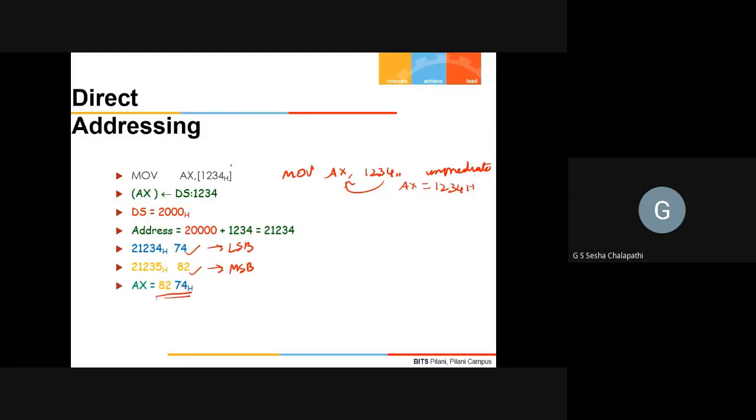So whenever you specify a particular address, in a normal scenario, this will combine with the DS only. We will see at a later point of time how, if I want to change it to the extra segment, how will you do that? You will have to put a segment override. We will see that later.